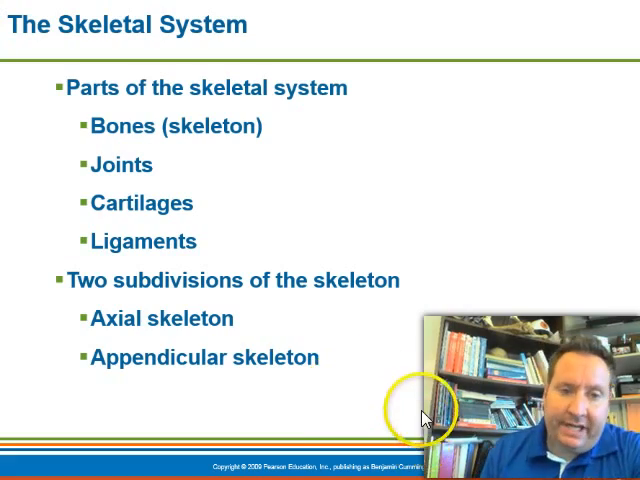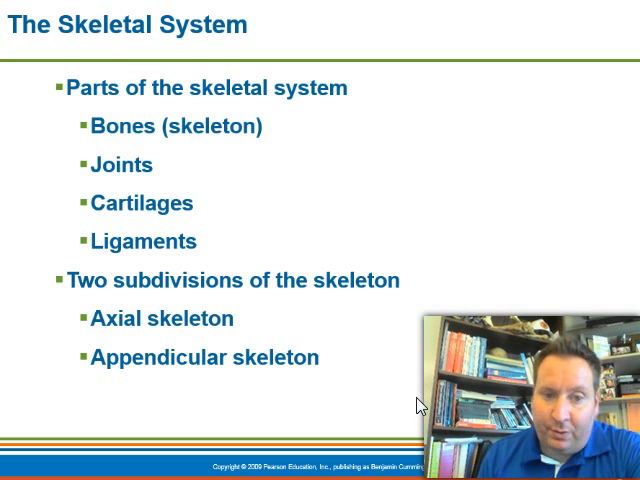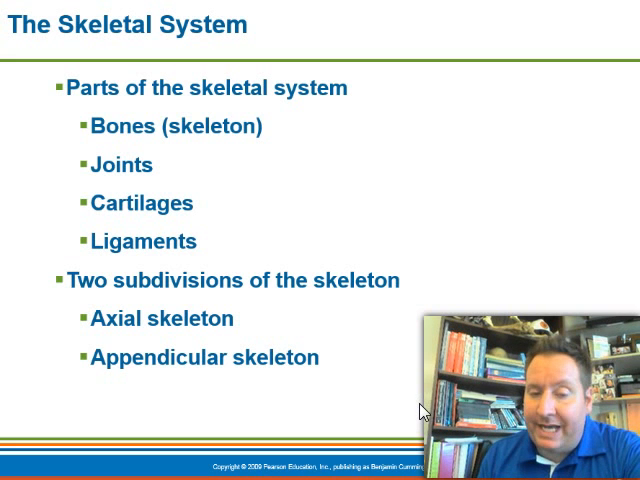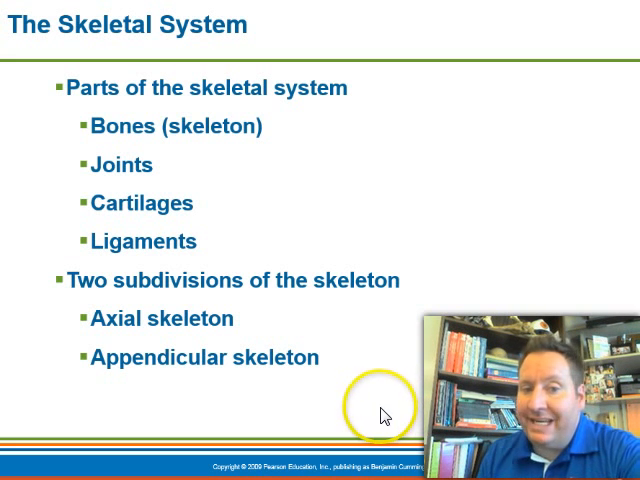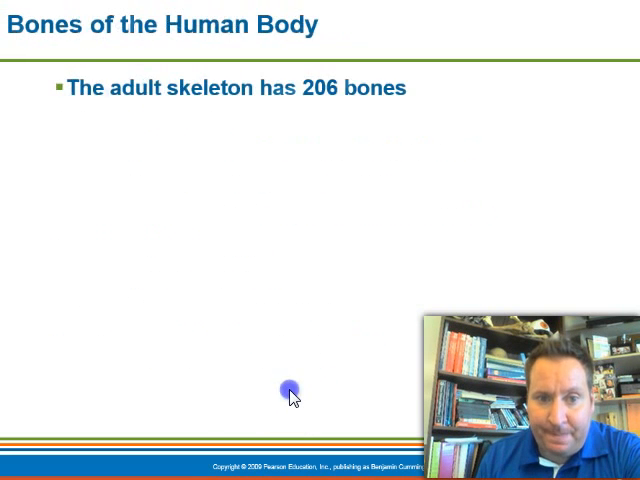So first thing we have to identify, guys, is the parts of the skeletal system. The skeletal system consists of bones, joints, cartilages associated with those bones, and then the ligaments that are going to attach those bones as well. When we take a look at the skeletal system, it consists of two subdivisions, the axial and the appendicular skeleton.